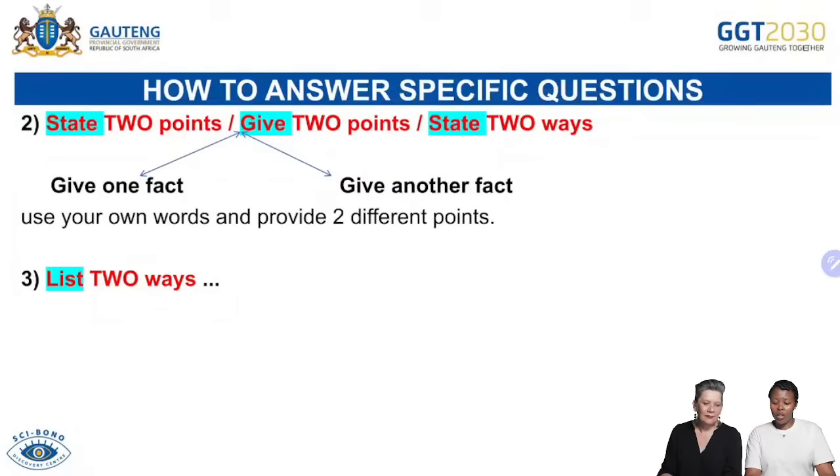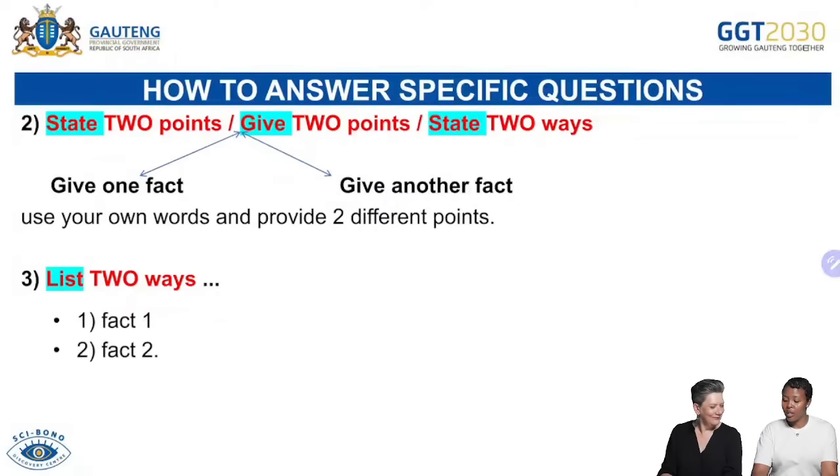Now, use your own words and provide 2 different points that are found in the text. Remember, the other key thing we emphasized is whatever answers you provide, they must be contextually based. So you're taking your answers from the text. We are not writing anything else but answers from the text.